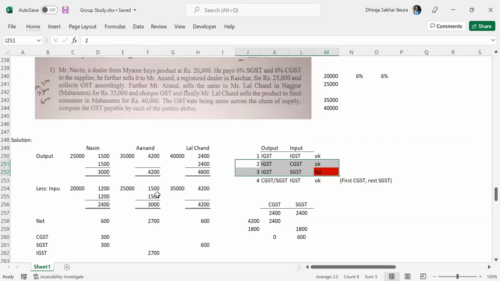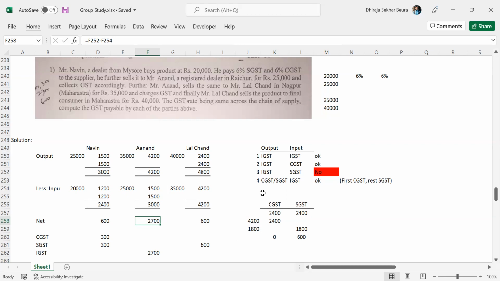Now from that 4,200, we will deduct CGST only, which is 1,500. So our final liability is 2,700. The balance 1,500 SGST, which we are not able to utilize, will be carried forward to the next month or next period, as the case may be. Understood, right? No questions?